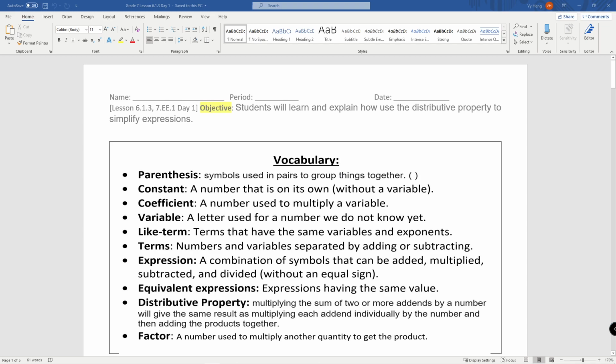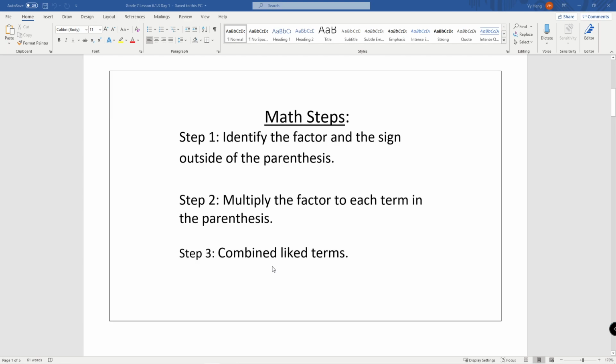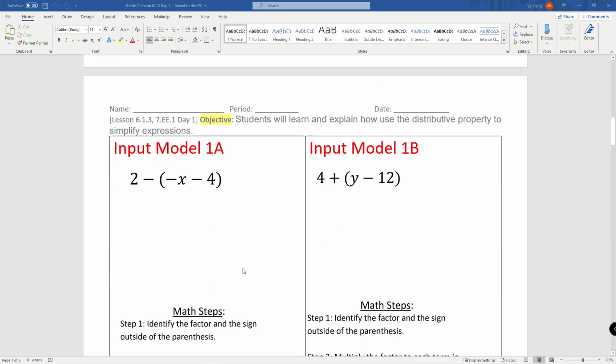I'm gonna show you 6.1.3, and the objective is students will learn and explain how to use the distributive property to simplify expressions. So let's go all the way down here. Here are the math steps right there, and we'll try to just do it pretty quickly.